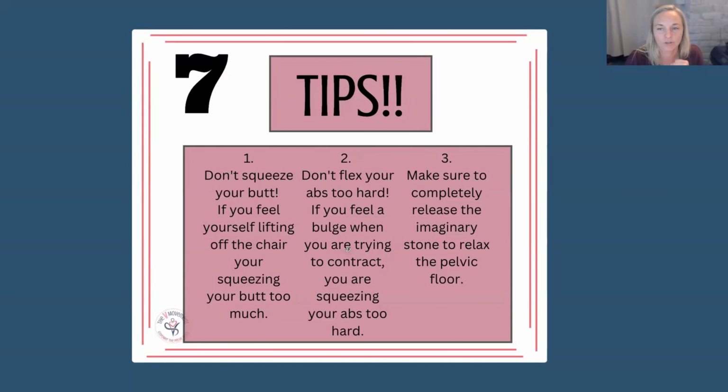The other piece is try not to flex your abs too hard when you're exhaling. A lot of times we're trying to get that really strong pelvic floor contraction, so we're really engaging our abdominals. It doesn't need to be a very big contraction, just enough to where you feel, again, a little lift. And then the last piece is really making sure that you're completely relaxing the pelvic floor and letting that stone, that imaginary stone, go all the way down into the chair surface. That oftentimes is the piece that people are missing, is that full relaxation.